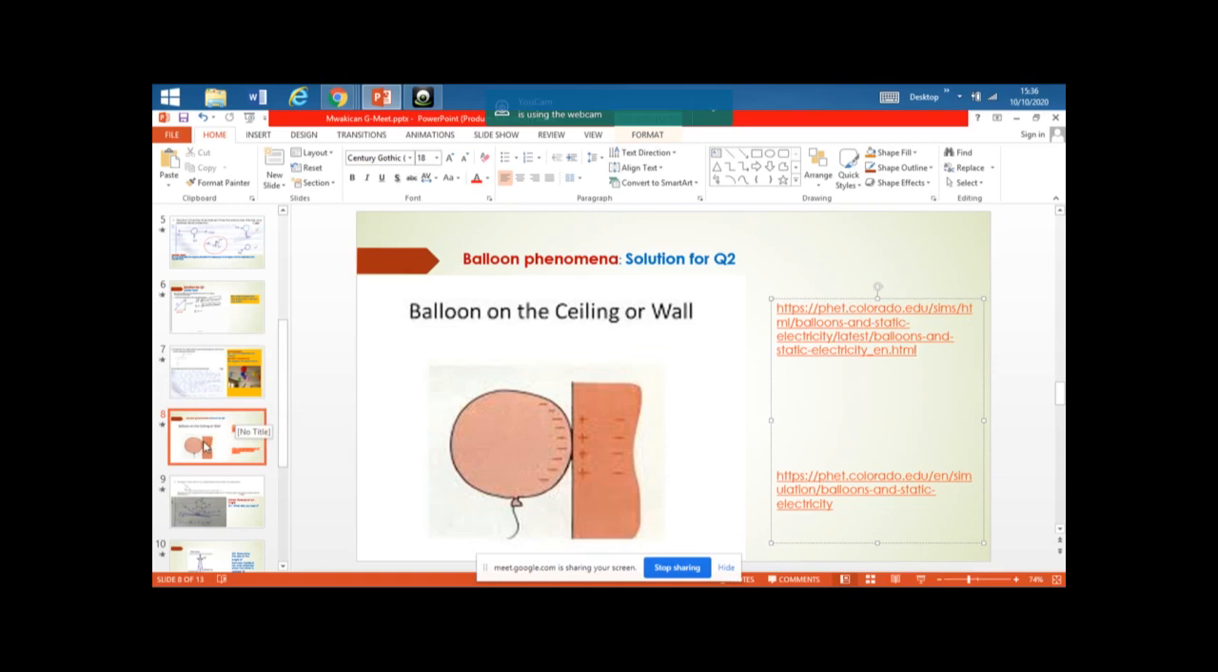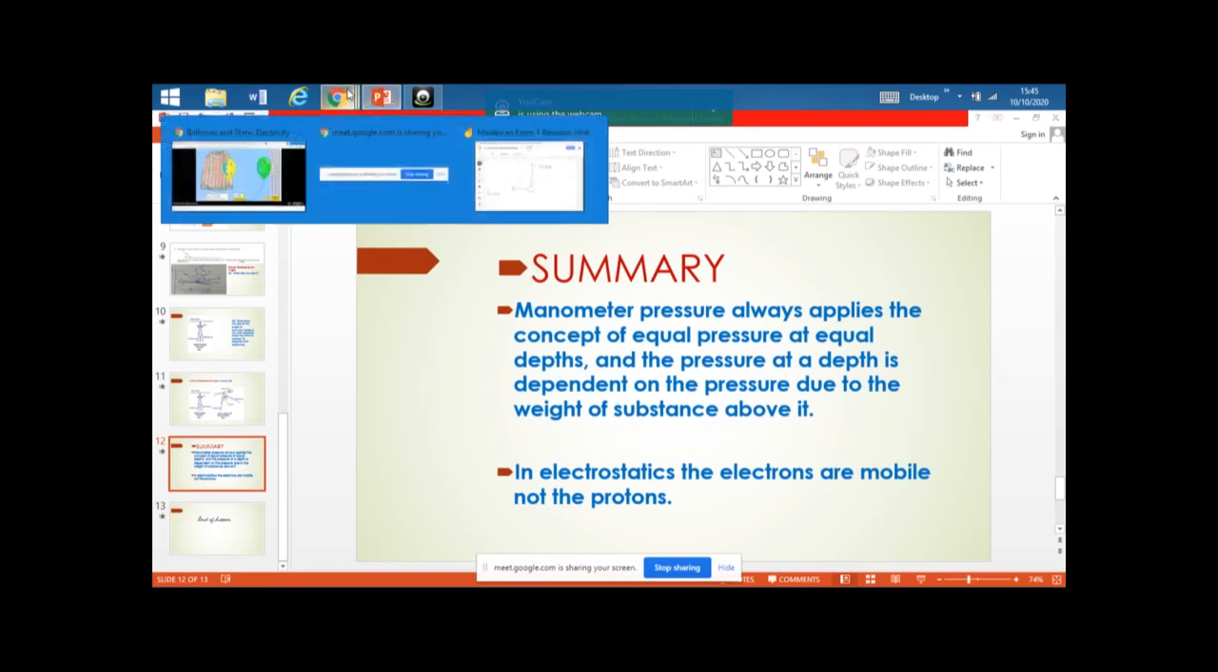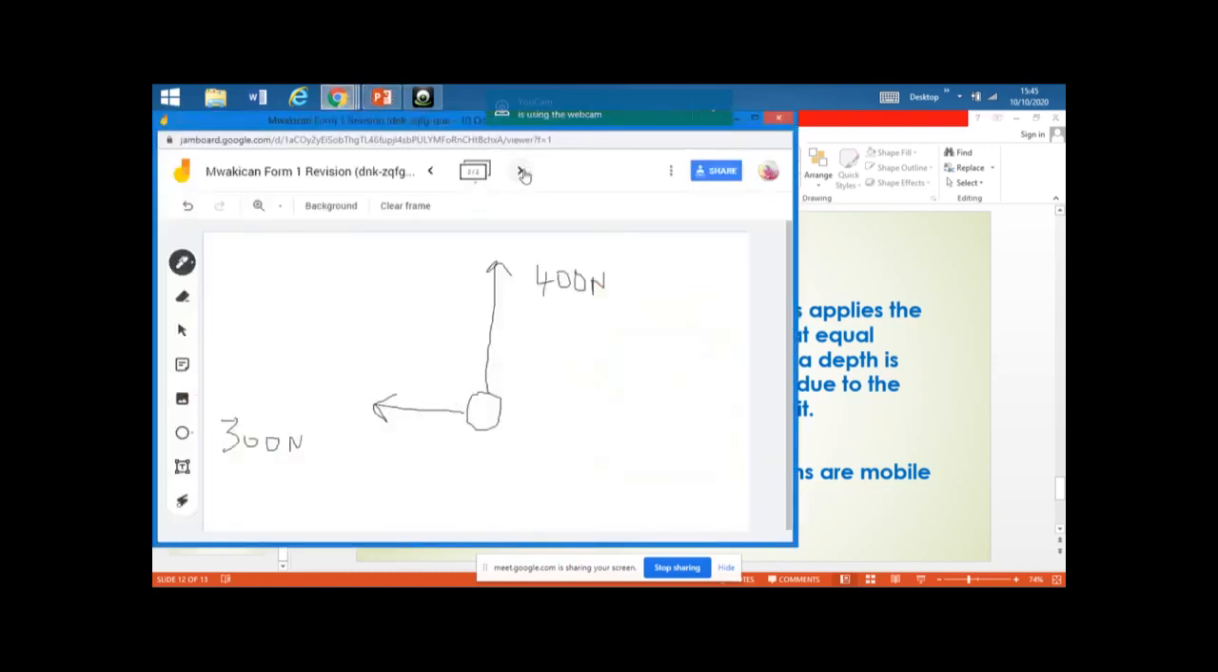In this particular lesson, manometer pressure always applies the concept of equal pressure at equal depths, that lower level, if you remember, and the pressure at a depth is dependent on the pressure due to the weight of the substance above it. It sounds a little bit complicated when you see the wordiness. But what it means is, when you're considering pressure at a point due to a depth, always consider everything above that.